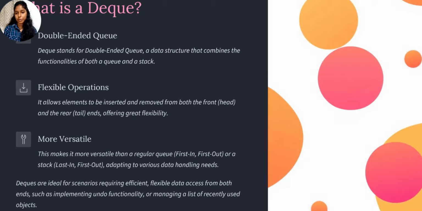It can act as a queue, first in, first out, or a stack, last in, first out, adapting to various data handling needs. DEQUEs are ideal for scenarios requiring efficient, flexible data access from both ends, such as implementing undo functionalities or managing a list of recently used objects.